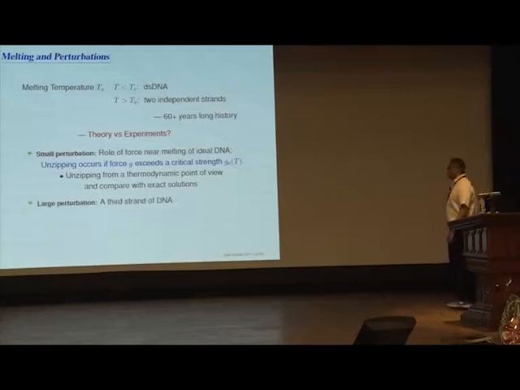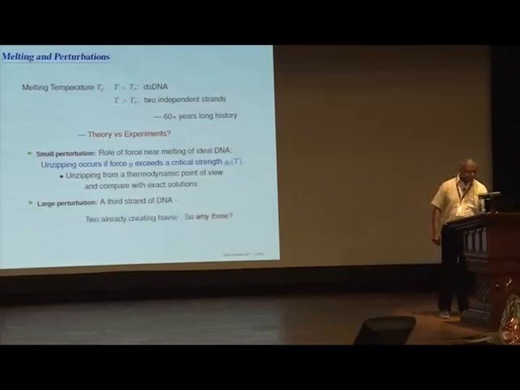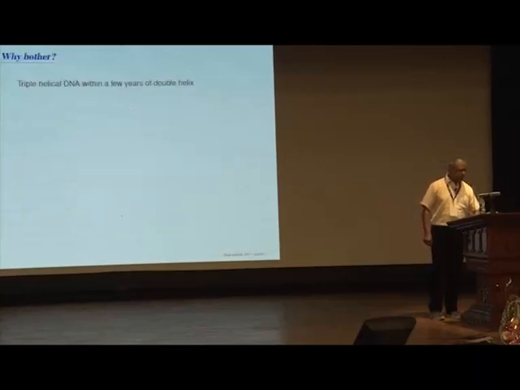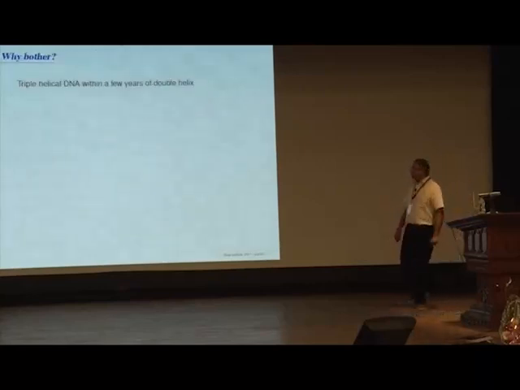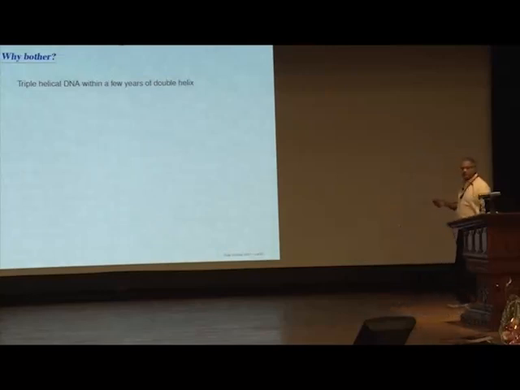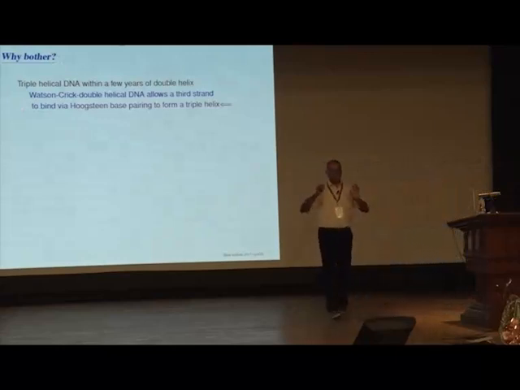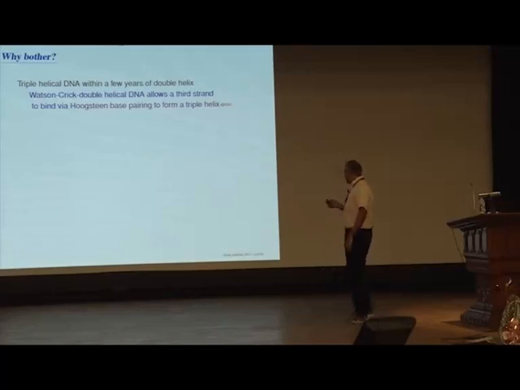And then we will consider a large perturbation where we will put a third strand of DNA near a double-stranded DNA at its melting point. And the question, of course, is that two are already creating havoc, so why do we want to add a third one? That's not just a crazy thing to do, because triple helical DNA was discovered within a few years of the prediction of the double helical structure. And what was observed there is that this Watson-Crick double helical DNA allows a third strand to bind by a different base pairing. That's called Hoogsteen base pairing, and that forms a triple helix.